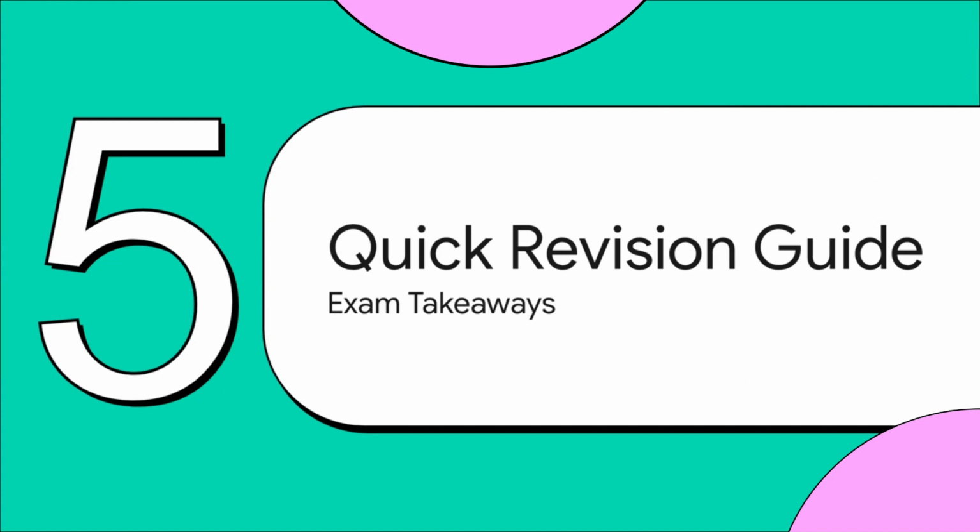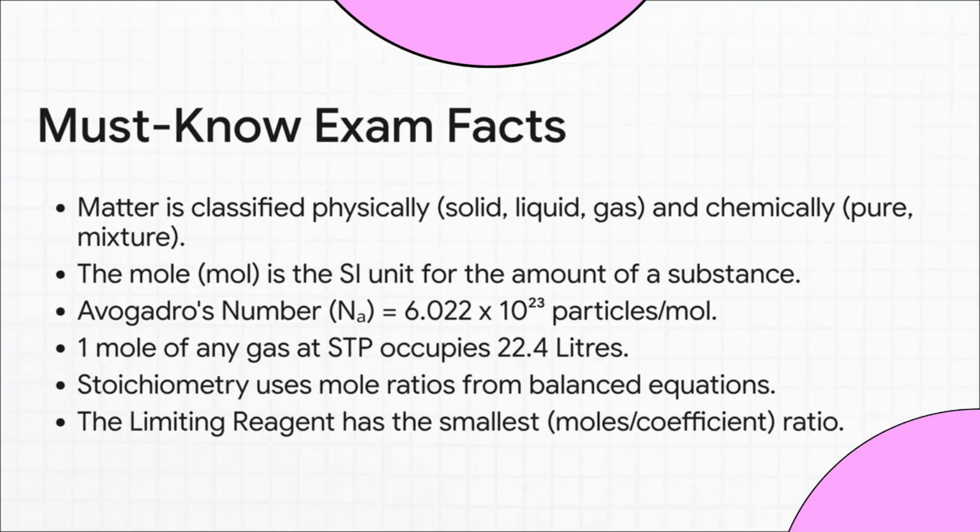Okay, we have covered a ton of ground. So let's lock it all in. We're going to do a super fast lightning round revision of the biggest takeaways for your exam. All right, let's drill this. 1. Matter is sorted physically and chemically. Got it. 2. The unit for counting particles? The mole. It's key. 3. The magic number for the mole? Avogadro's number, 6.022 times 10 to the 23rd. 4. 1 mole of gas at STP, 22.4 liters, always.